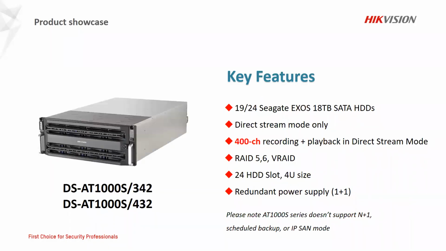If you need even higher capacity, this one supports up to 400 channels at 2 megabits per second. It has room for 24 drives, and we supply it with either 19 or 24. 19 drives will give you 342 terabytes, and 24 will give you 432 terabytes. The rest of the features are the same.